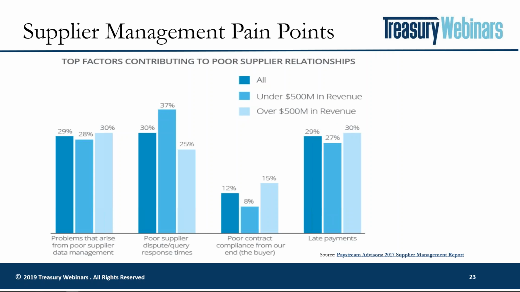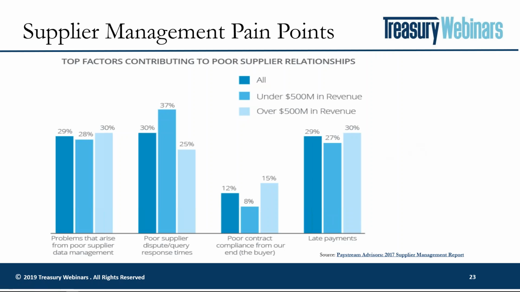And then just to show, again, some more data contributing to poor supplier relationships. Again, we talked about these, just another way to slice and dice, but just to look at it by revenue size. The issues in general are pretty consistent across the company size.